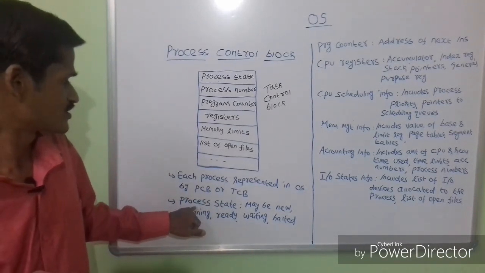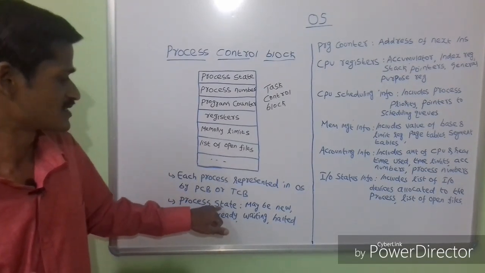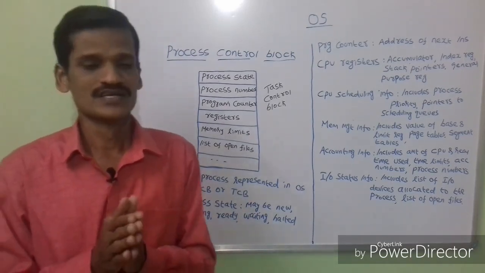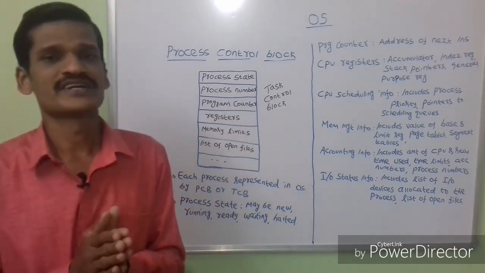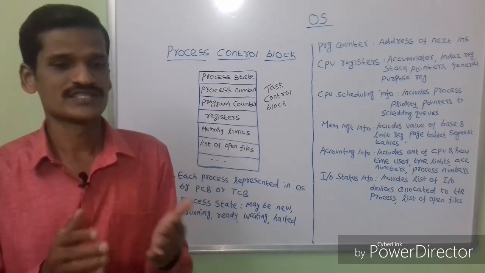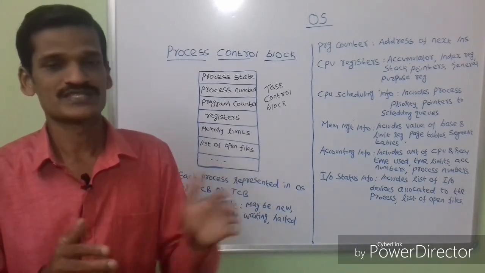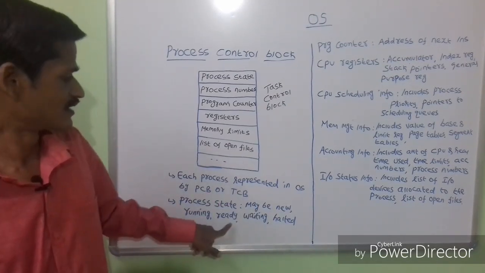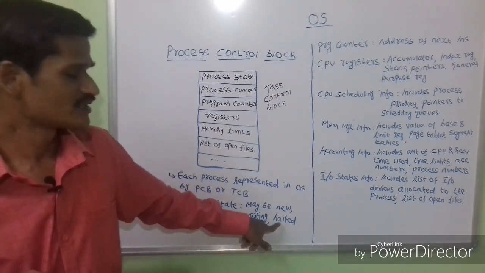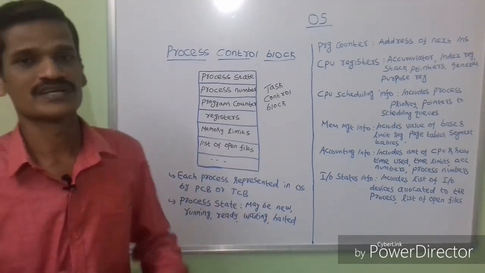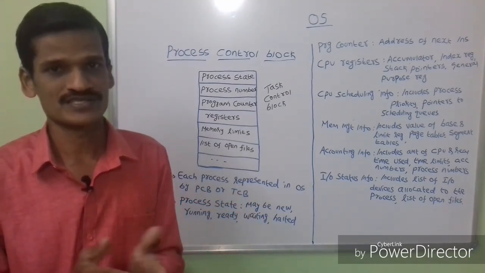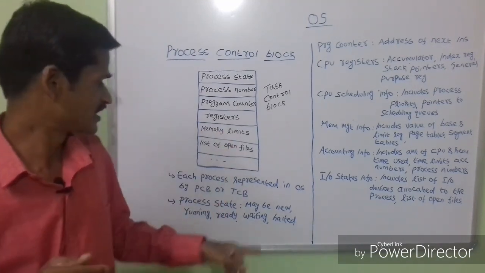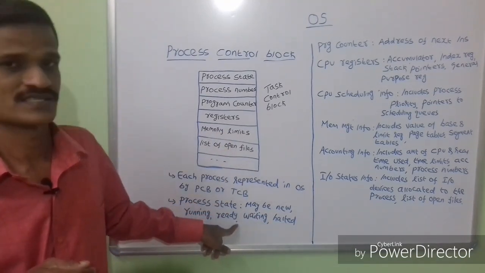So first we are going to see process state. This is a very important first parameter. We have seen that there are 5 different states of a process. Each and every process may be in a particular state. That state may be new, running, ready, waiting, or halted. These are the 5 important states of each and every process, and any process will be in one of these 5 different states.